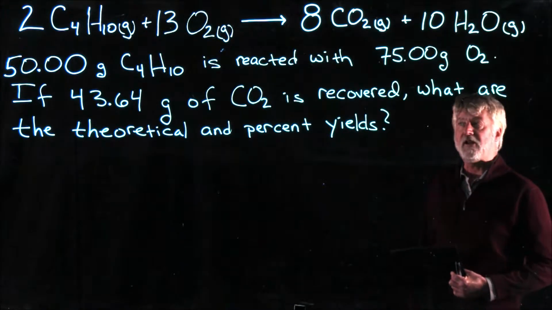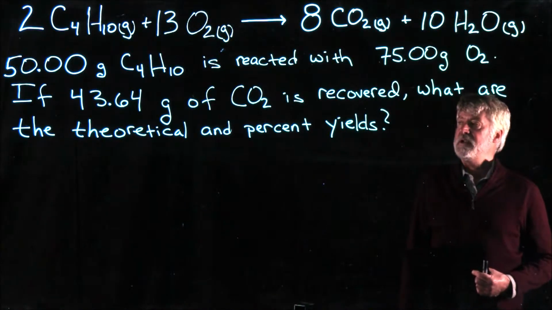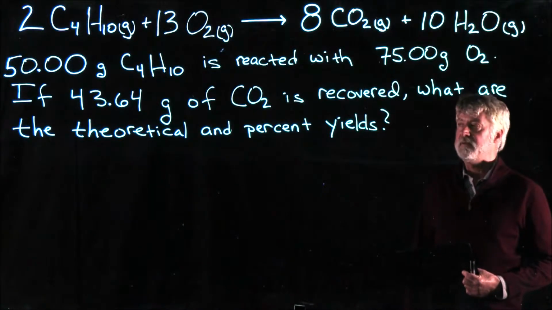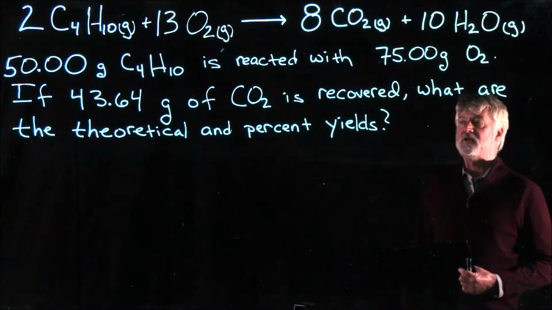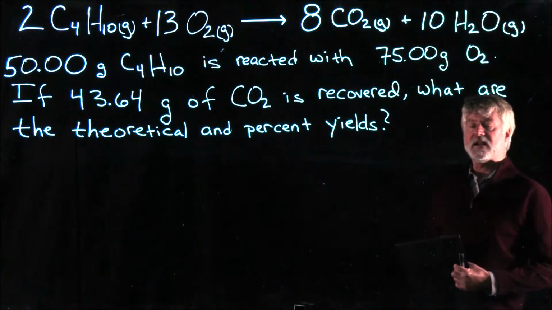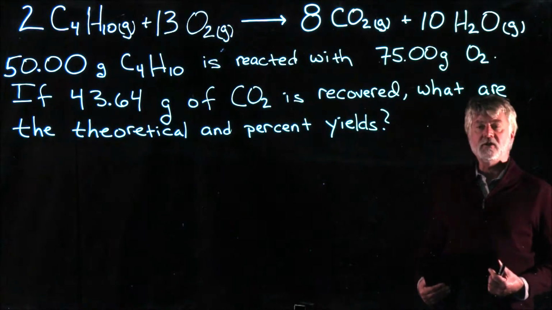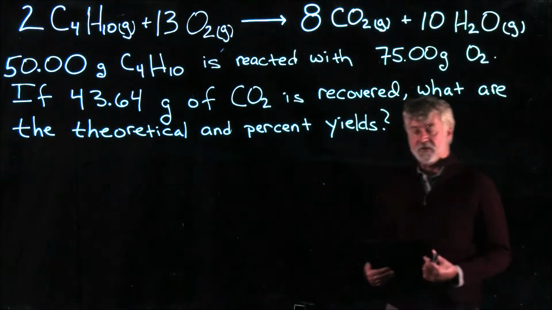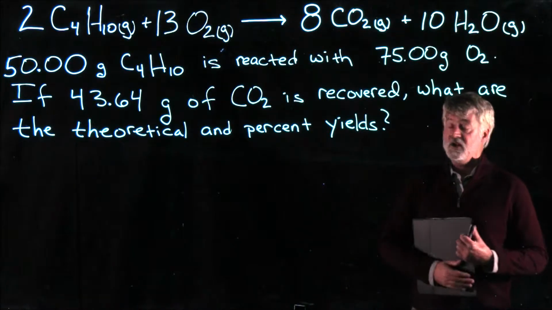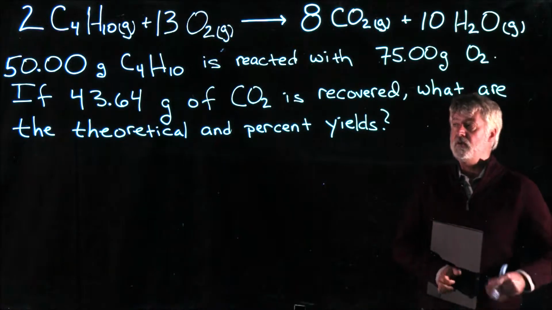So the equation is balanced, but the question asks us what happens if we react 50 grams of butane with 75 grams of O2. If we do that and recover 43.64 grams of CO2, we want to know the theoretical and percent yields. So let's start with the theoretical yield. The theoretical yield is just that. What do we calculate our yield of CO2 to be?